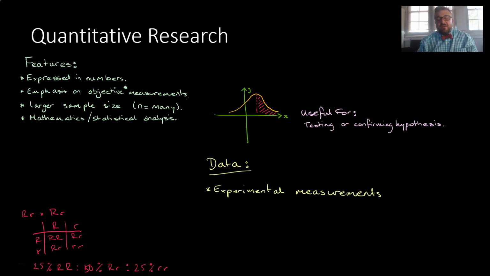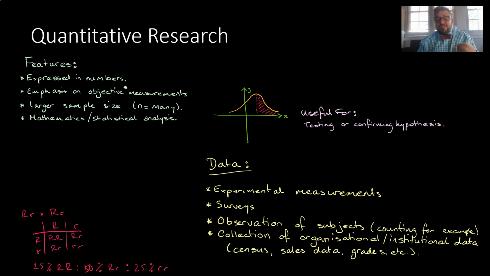And we do this using data, right? Like we can use experimental measurements, surveys, observation of subjects. Like we can count, say one of the things that teachers will often look at is student engagement. And one of the things we'll look at there is we'll count how many times kids raise their hands to ask a question, or how much time kids spend speaking or engaging as opposed to the teacher. And there's also collection of organizational or institutional data, so stuff that wasn't actually intended to be for this research, but we can collect those numbers on a large scale.